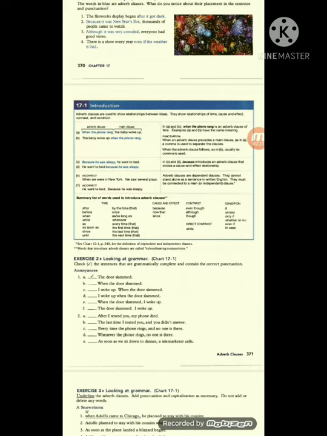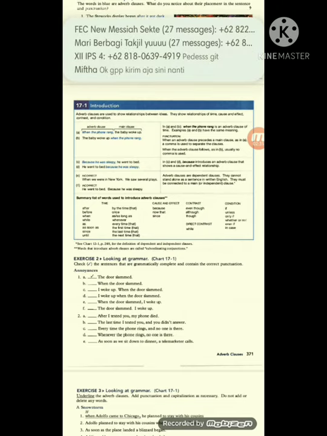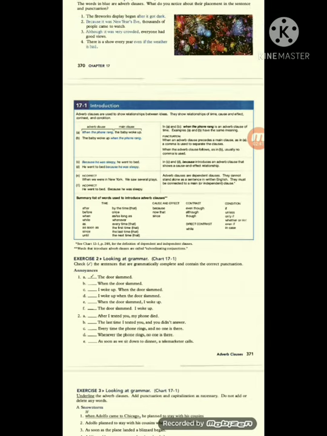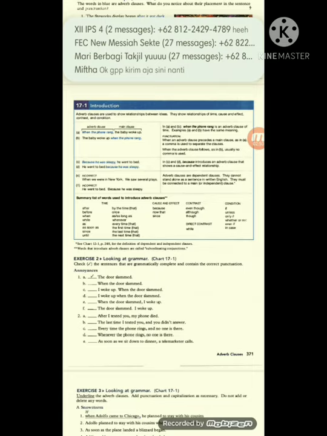A. Correct. When we were in New York, we saw several plays. Incorrect. Because he was sleepy. Adverb clauses are dependent clauses. They cannot stand alone as a sentence in written English. They must be connected to a main or independent clause.